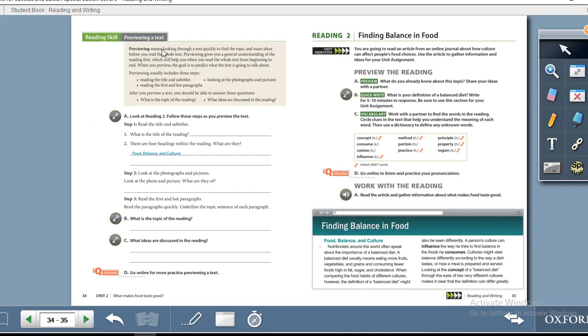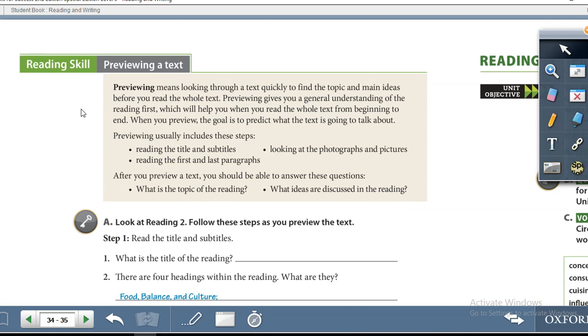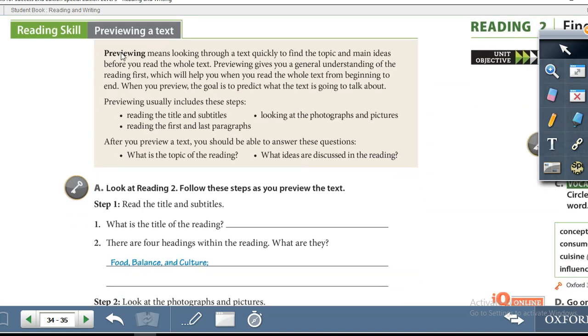Right, so the reading skill. Let me zoom in for you. Reading skill, previewing a text. Previewing means looking through a text quickly to find the topic and main ideas before you read the whole text. Previewing gives you a general understanding of the reading first, which will help you when you read the whole text from beginning to end. When you preview, the goal is to predict what the text is going to talk about.